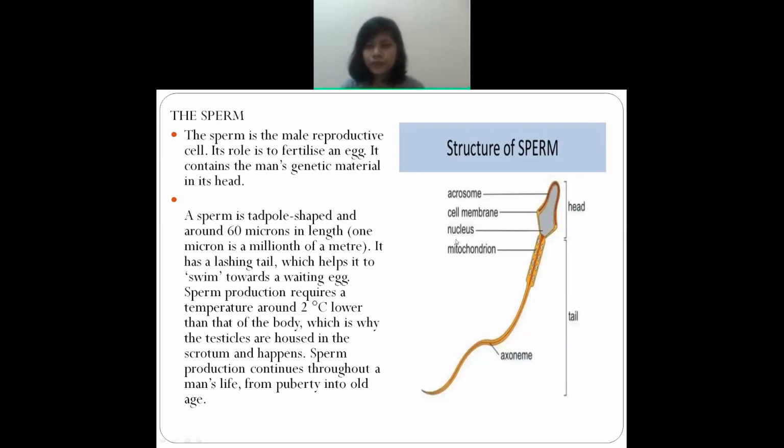They are 60 microns, and this sperm can move. Why? Because they have a lashing tail. Lashing tail means what? They can move violently, and they will go and meet with the mature egg. So they are made with a lashing tail, which helps them in swimming towards the matured egg.